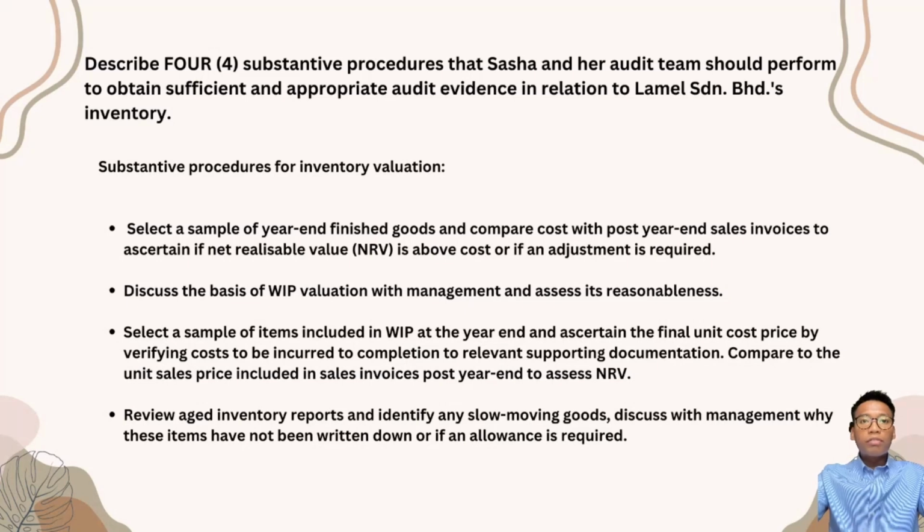And the last one is to review aged inventory reports and identify any slow-moving goods, and discuss with management why these items have not been written down or if an allowance is required.